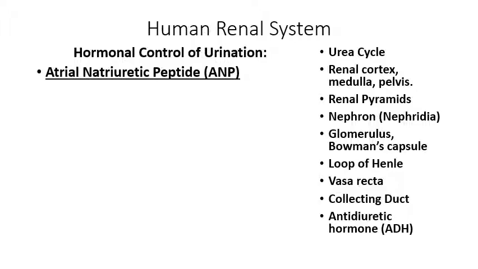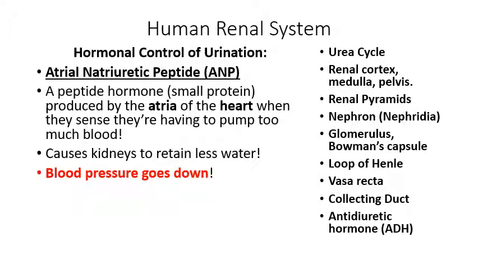Okay, here's another hormone that does the opposite. There's a hormone called the atrial natriuretic peptide, ANP, which will tell your kidneys to retain less water because your blood pressure is too high. The fact that atrial natriuretic peptide has the word peptide in the title implies that it is a peptide hormone. A peptide is a small protein.